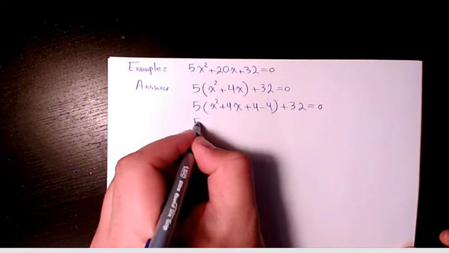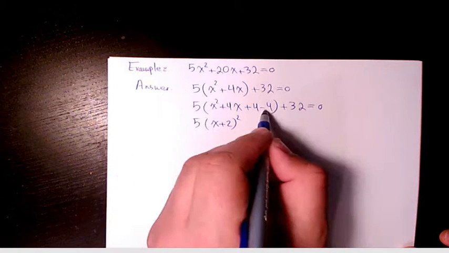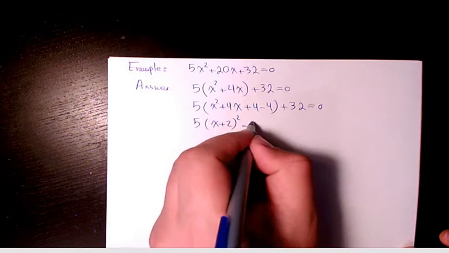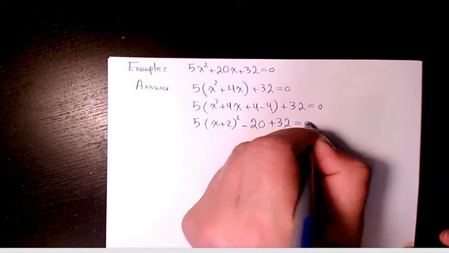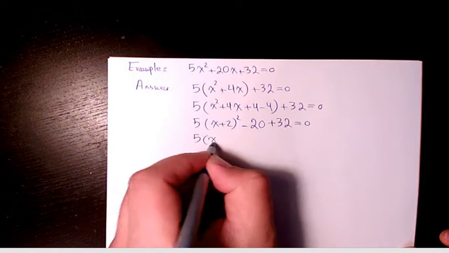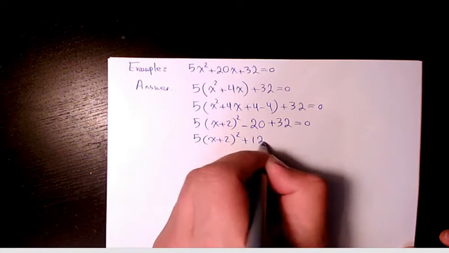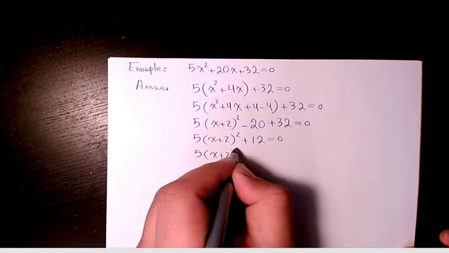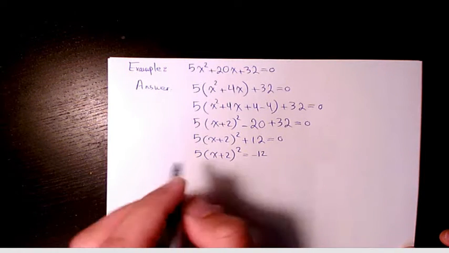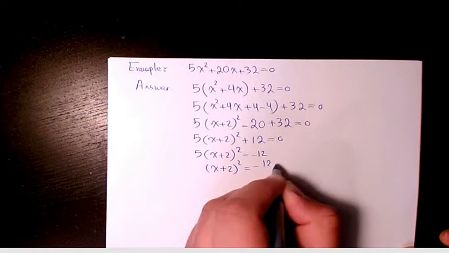Then we have 5(x plus 2) to the power of 2. 5 times negative 4 is going to be negative 20. You kick it out. Plus 32 equals 0. So we have 5(x plus 2) squared plus 12 equals 0. So then we have 5(x plus 2) squared equals negative 12, or (x plus 2) squared is going to be negative 12 divided by 5.